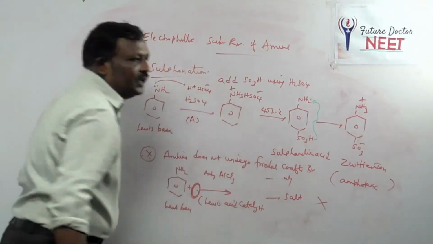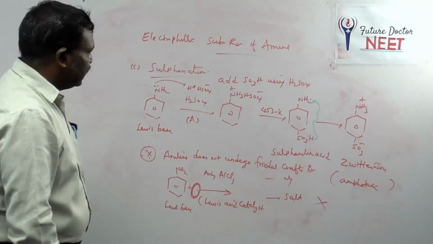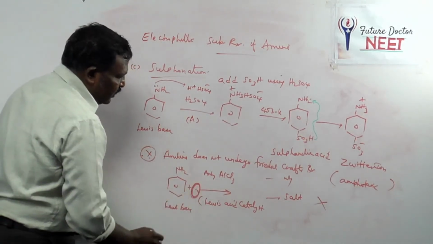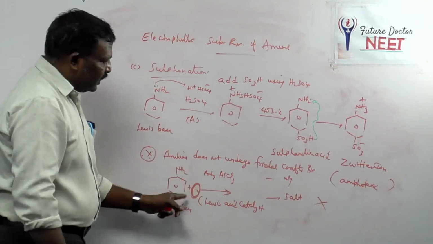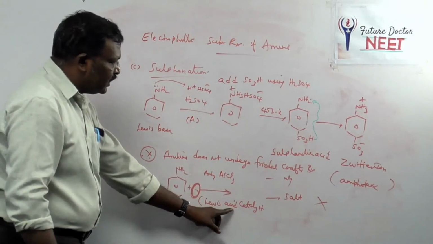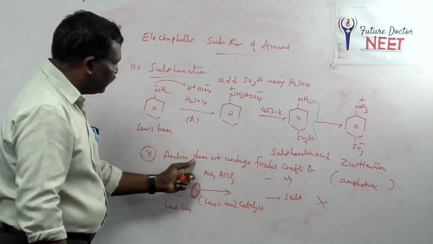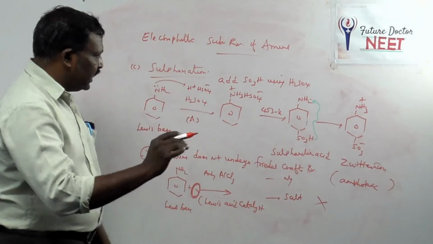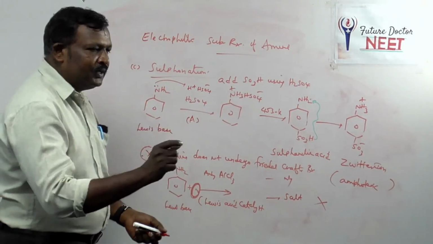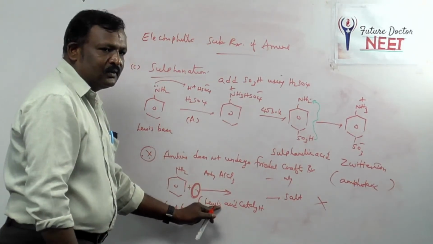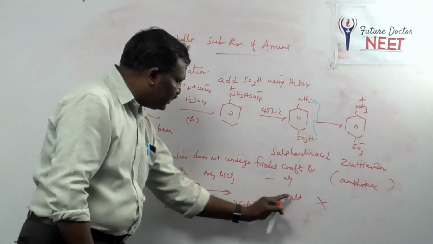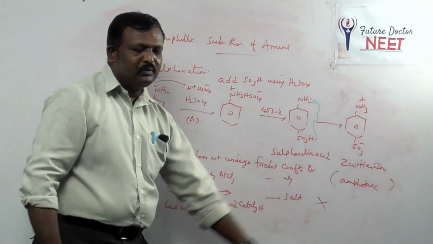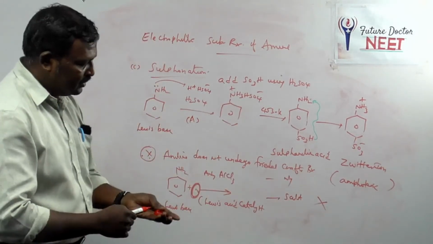Then only aniline does not undergo Friedel-Crafts reaction. Actually, aniline should react with one reactant, no? But it is not at all reacting with that. Aniline directly reacts with the Lewis acid catalyst to form a salt. That's why. Very important. Simply, the answer will be like this: aniline forms a salt with the Lewis acid catalyst. That's why it will not undergo Friedel-Crafts reaction. That's all. Right.